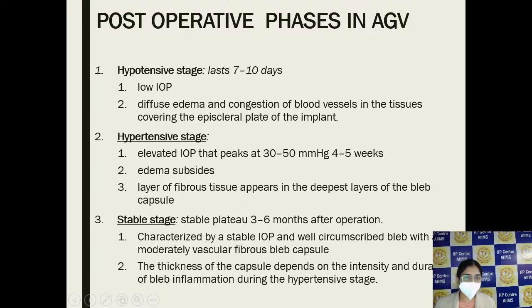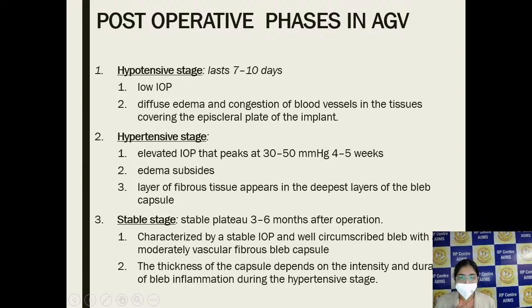So there are 3 phases which are described. The hypotensive stage lasts for 7 to 10 days. The IOP is low inside the eye. There is a diffuse edema, congestion, and blood vessels in the tissue covering the episcleral plate of the implant, and the bleb is filtering. The IOP is low.